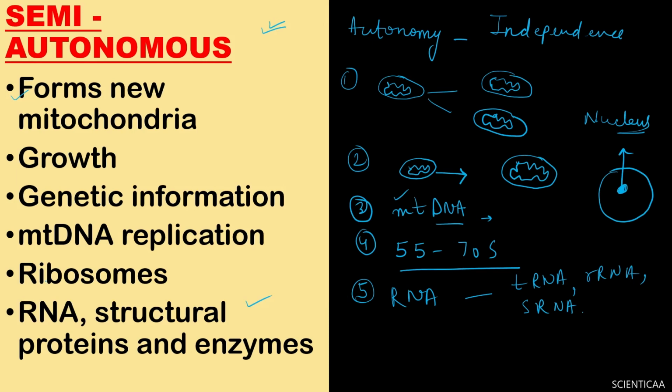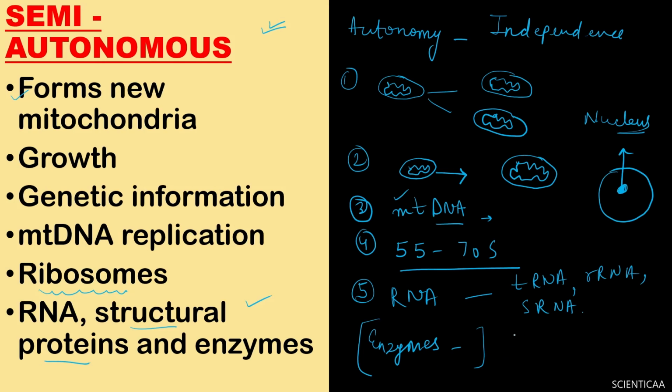Since ribosomes are present, and we know ribosomes are responsible for the formation of proteins, various structural proteins can also be formed inside the mitochondria with the help of ribosomes. It also helps in the formation of various enzymes, like cytochrome oxidase, which can be formed inside the mitochondrial matrix itself. So therefore we say that mitochondria has this autonomy.